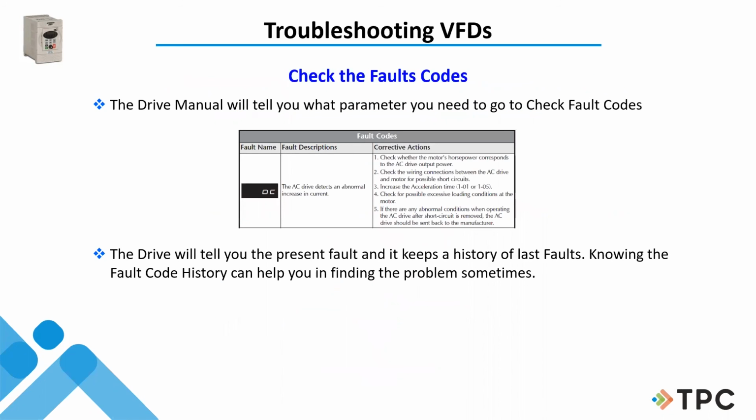We talked about checking fault codes in your manual. It's going to tell you what set of parameters to go to and what the symbols in there mean. So it's going to give you a fault name, a fault description, and maybe a corrective action. But if it's always tripping out on the same thing, maybe we ought to fix that problem. Okay, so it's really important to do that.